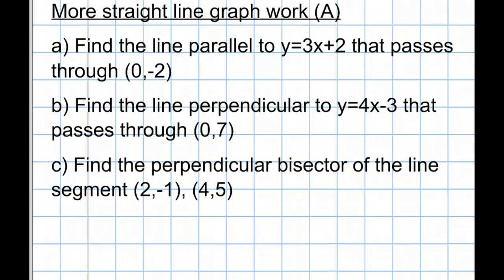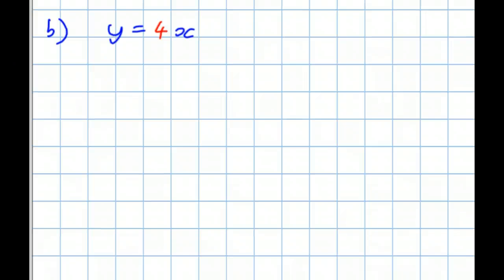Right. Now let's look at the second question. Find the line, and this is the key one here. This is almost A star rather than grade A. Find the line perpendicular to y equals 4x minus 3 that passes through 0, 7. So part B: y equals 4x minus 3 and it passes through 0, 7. Now the key word here is perpendicular.